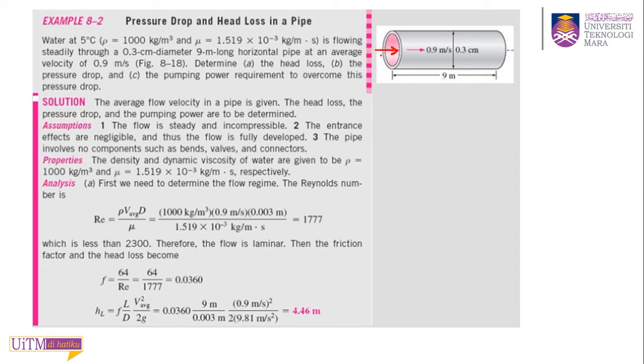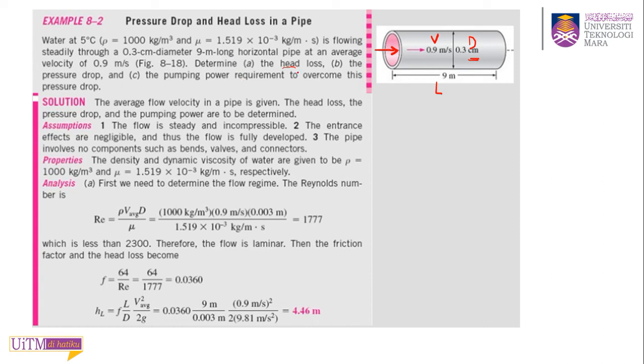steadily through a 0.3 centimeter diameter. So the diameter of the pipe is 0.3 cm, and 9 meter long. The length of the pipe is 9 meter. So this is the D. Okay, at an average velocity of 0.9. So this is the V. Okay. So determine the head loss. So they ask you to determine the head loss, the pressure drop and the pumping power requirement.